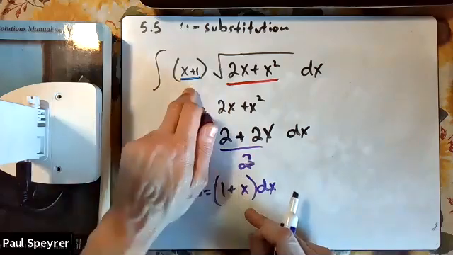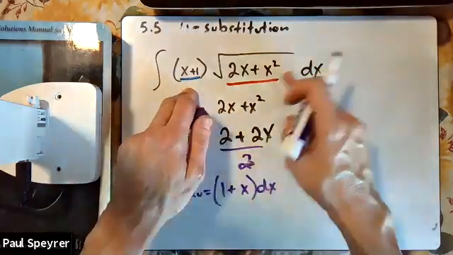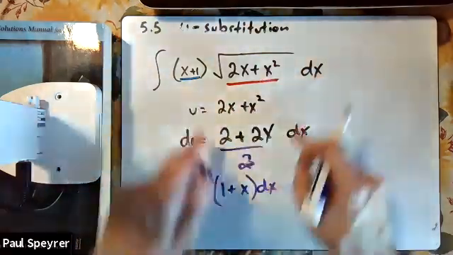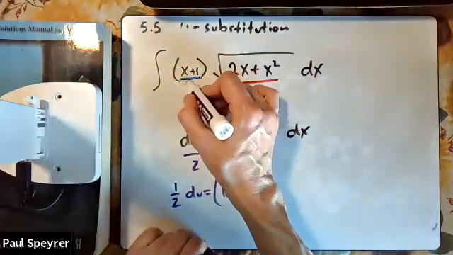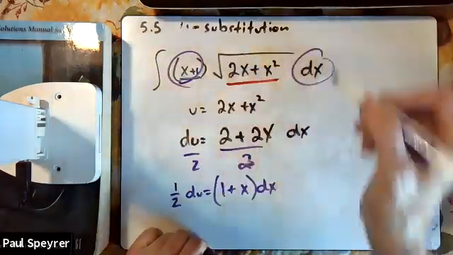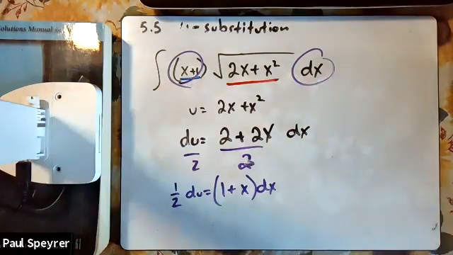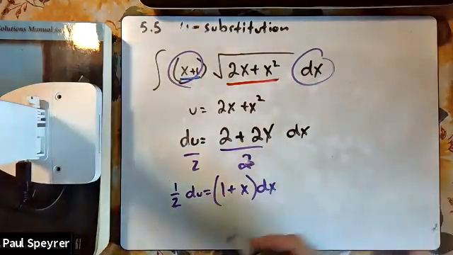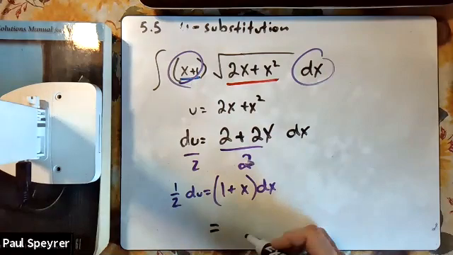Well, look at that. That's exactly what we needed, right? x plus 1 is the same thing as 1 plus x. So we have that right there, right? This is now our purple stuff right here. So now let's go out there and rewrite everything in terms of u. So what would that be?